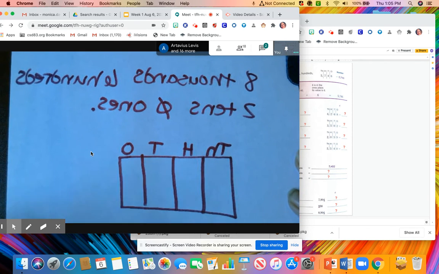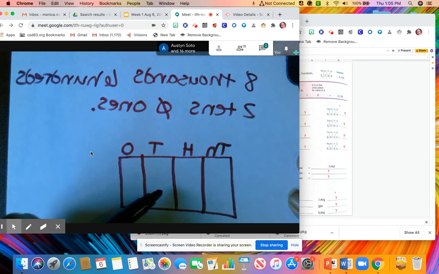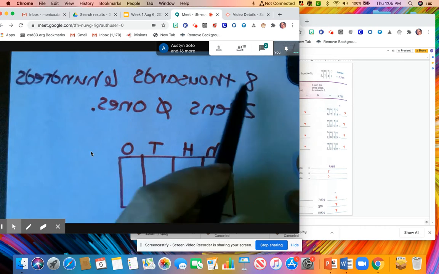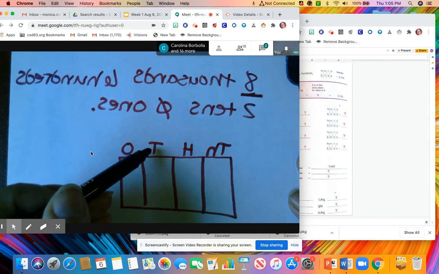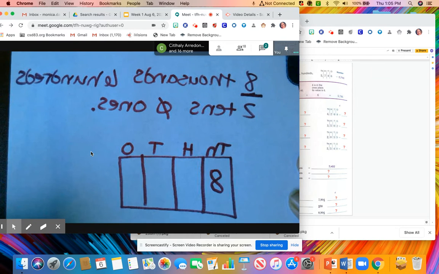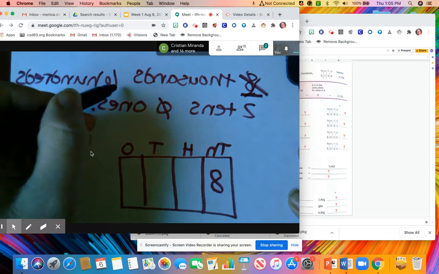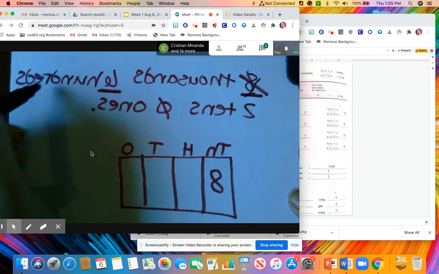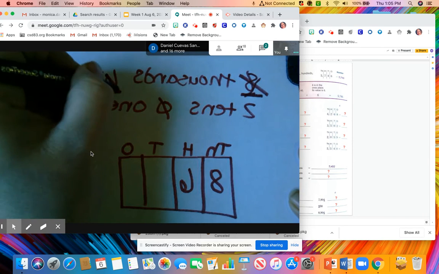Okay? So now I'm just going to read it again, and I'm going to plug in the numbers where I think they belong. First I've got 8 thousands. So ones, tens, hundreds, thousands. I'm going to put the 8 in the thousands. Okay, so he's done. And then I have 6 hundreds. So 6 should go in the hundreds. Ones, tens, hundreds. He's done.